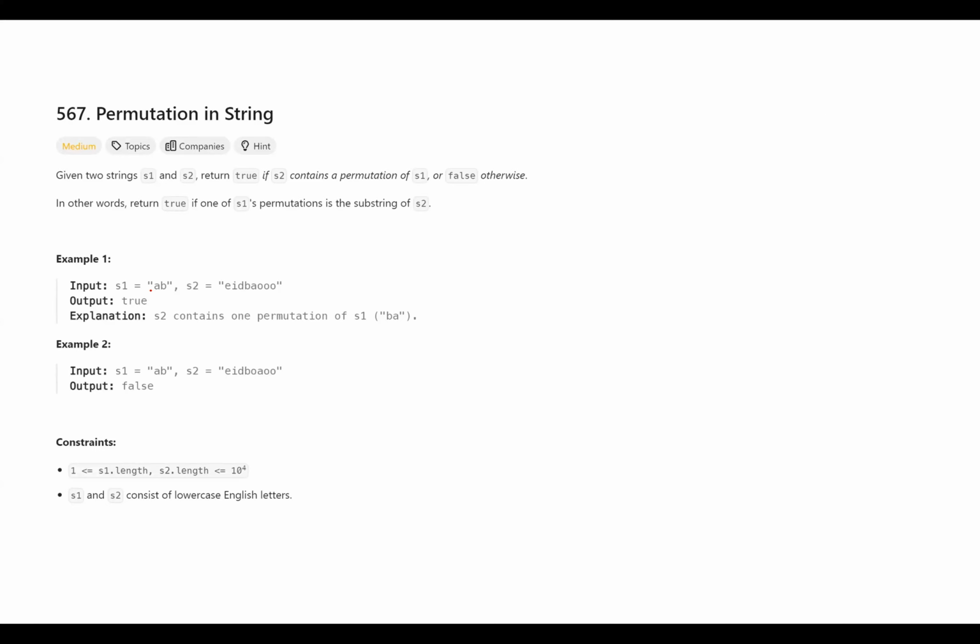First example, S1 is AB, and the second string is EIDBAOOO. So we have to find out if S2 contains the permutation of S1. So first thing, you see that the second one has to contain the first one, right? So let's try to find the edge cases.